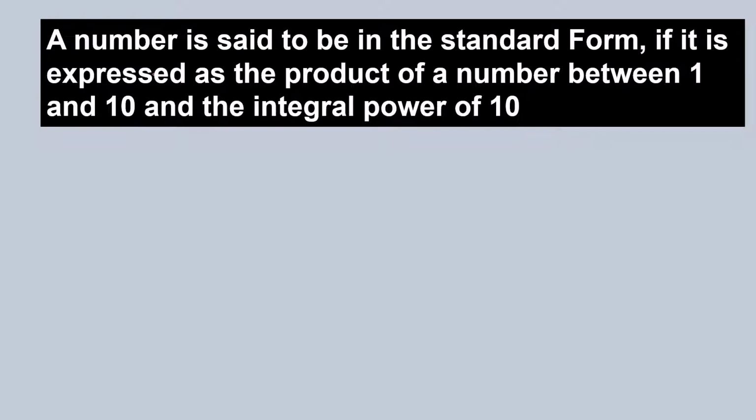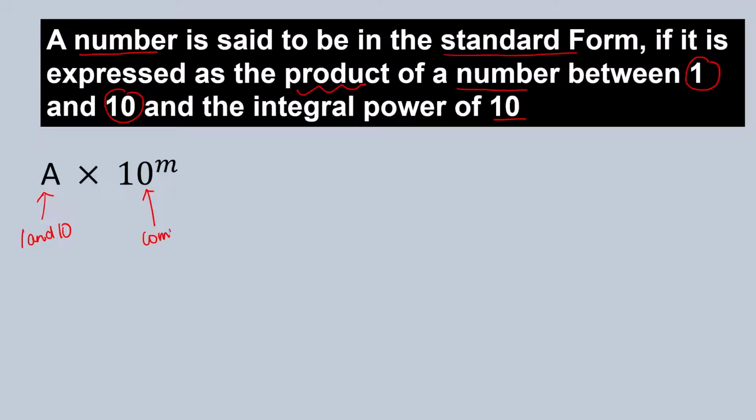If we go by the definition, a number is said to be in its standard form if it is expressed as a product of a number between 1 and 10 and an integral power of 10. Hence, A is your number which is lying between 1 and 10, this 10 is common in all standard forms, and m is your integer, which means it can be positive, it can be negative.